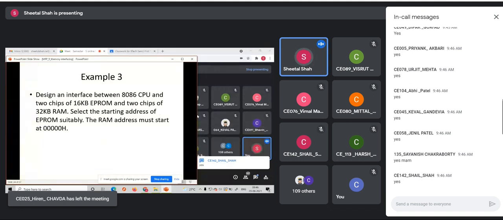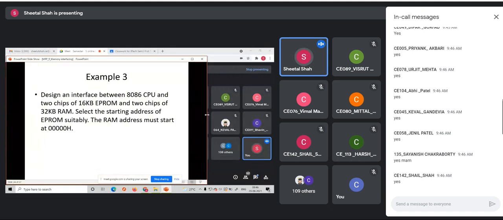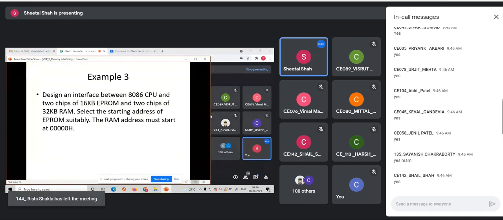Okay. So in our last two lectures, we were going through memory interfacing, and we saw one or two examples on that. We'll continue with some more examples based on memory interfacing. As some of you have insisted on going through some more examples, we'll go through two more examples on memory interfacing. If you find any difficulty or have any doubts, you can ask me. So we'll continue with the third example.